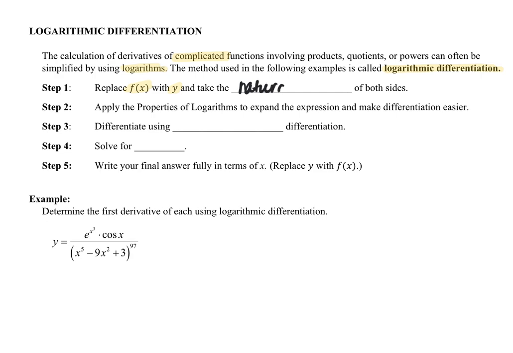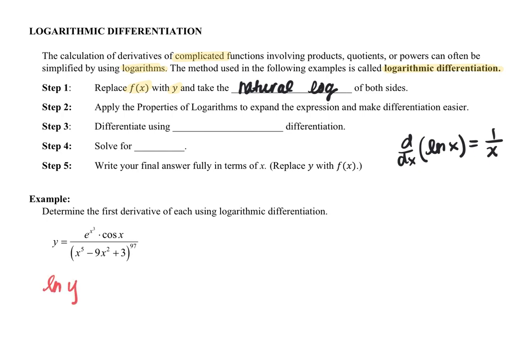Now, you could technically use any type of logarithm, any base that you want, but the reason why we use the natural log is because later on, when we work on the actual differentiation, the derivative of natural log of x is 1 over x. It's a nice, clean derivative. It's a little bit cleaner than, say, the derivative of log base 10. So that's why we're going to be taking the natural log of both sides.